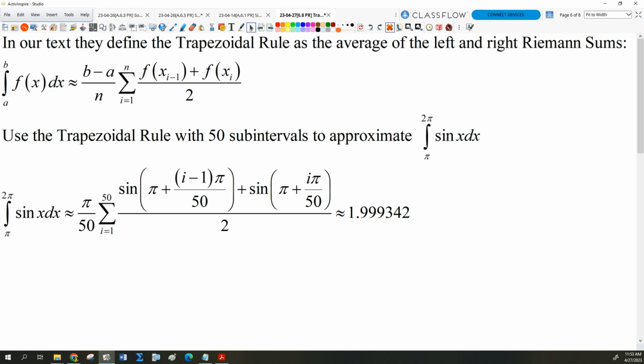Actually, see, look how much more accurate this is. If we only use 50 subintervals, oh, that's the same, never mind, that's the same thing. Never mind, what am I saying? It's trapezoidal rule, same answer.